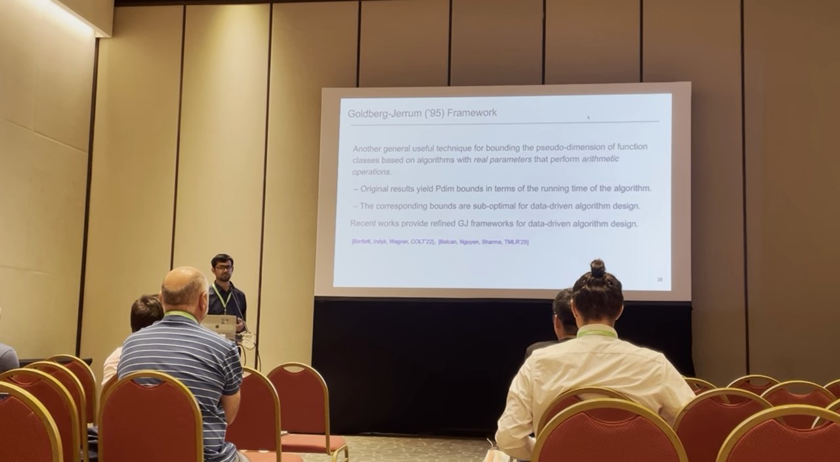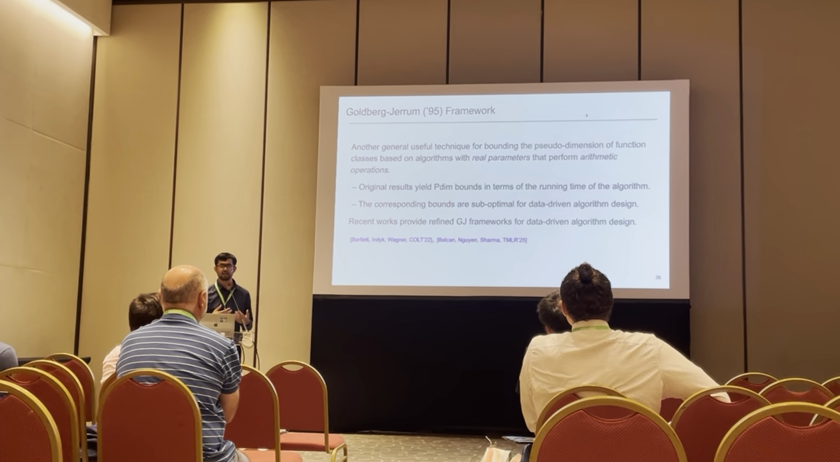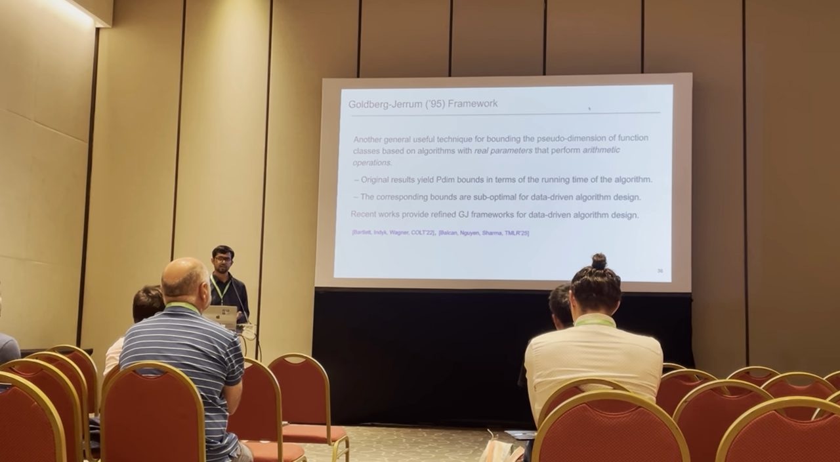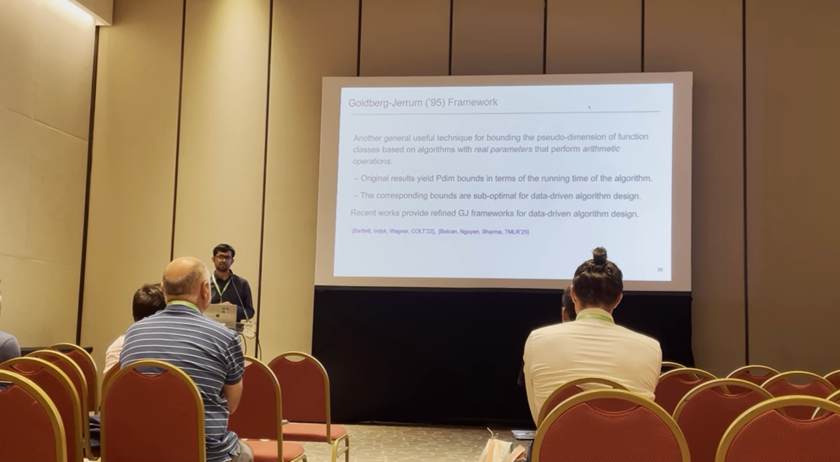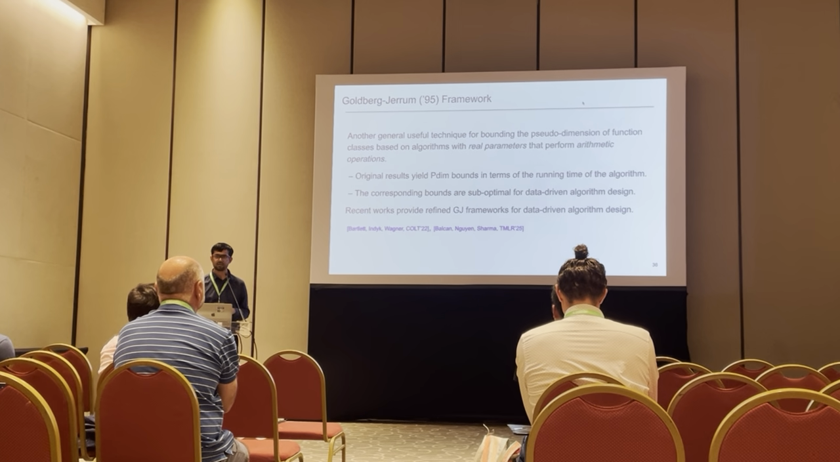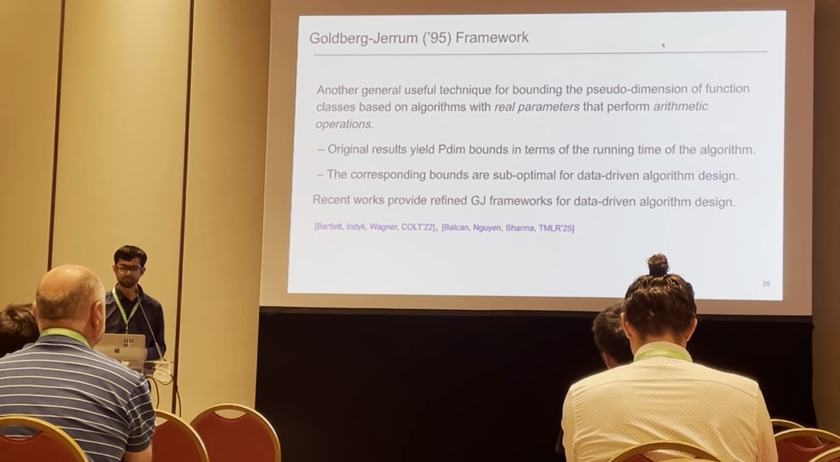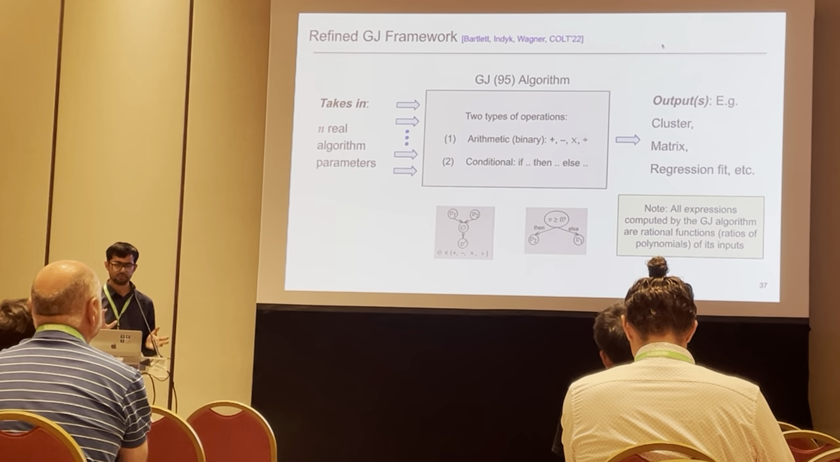Give lower bounds for the problems that we care about. We'll see more recent, refined GJ-based frameworks which tell you, if the algorithm does these kinds of computations, then I can give this bound on the pseudo dimension. Right, so this is what it looks like.